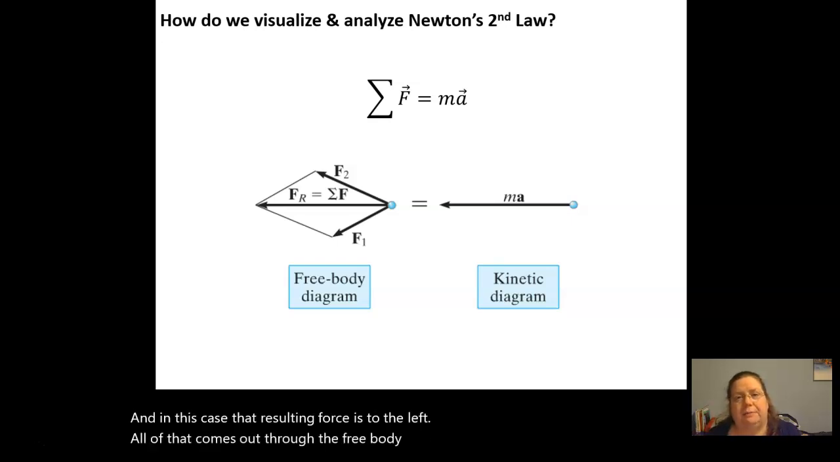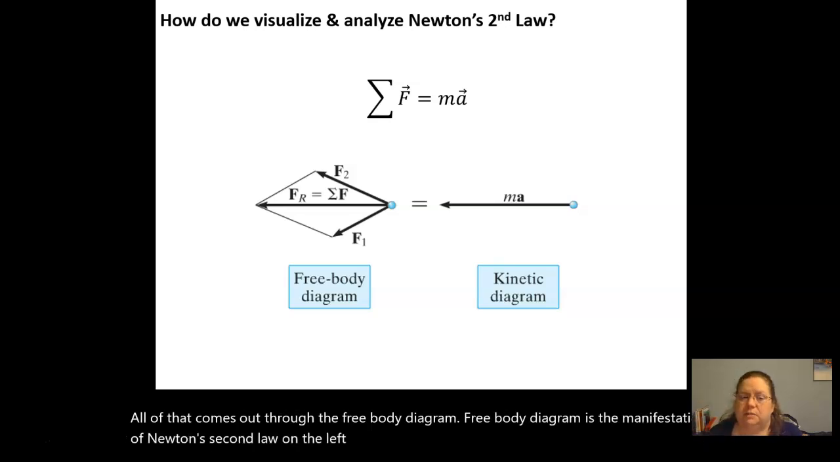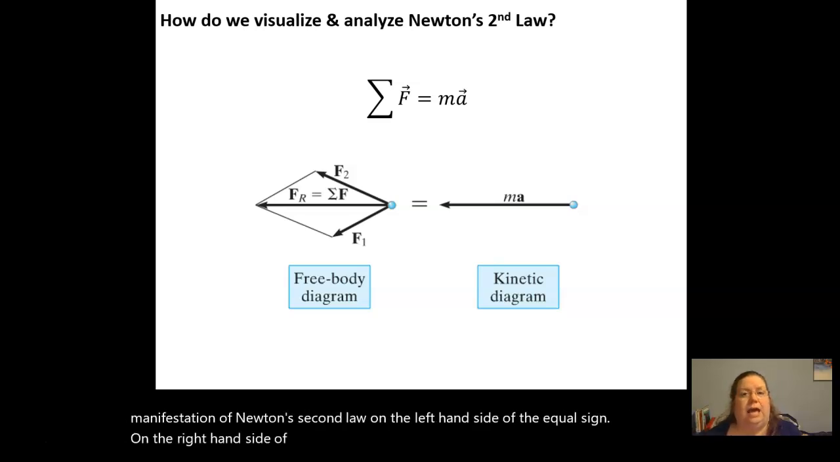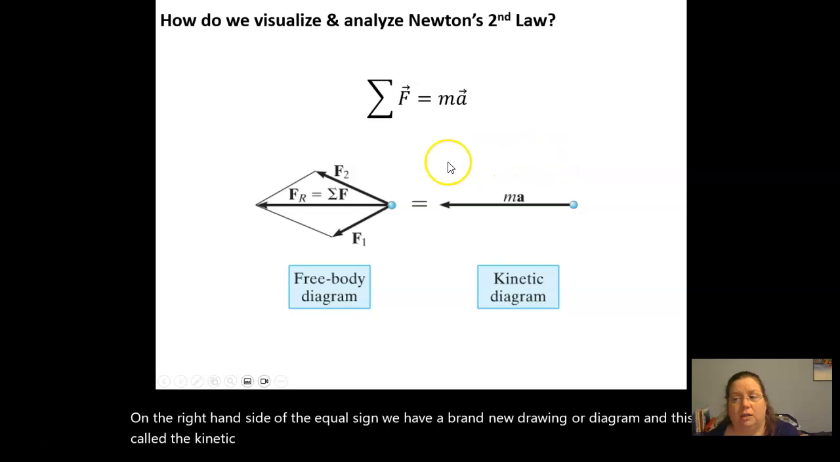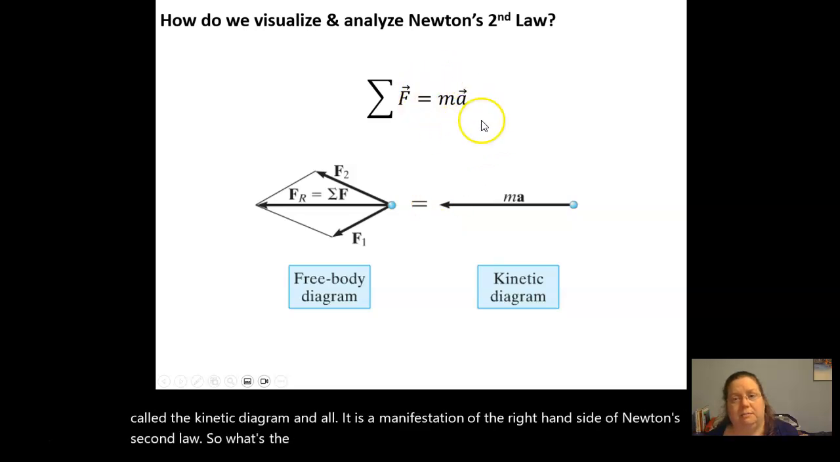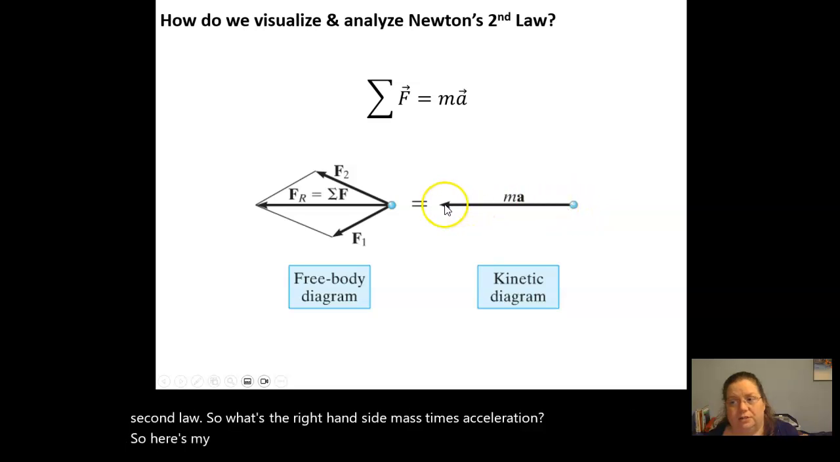The free body diagram is the manifestation of Newton's second law on the left-hand side of the equal sign. On the right-hand side of the equal sign, we have a brand new drawing or diagram, and this is called the kinetic diagram. And all it is, is a manifestation of the right-hand side of Newton's second law. So what's the right-hand side? Mass times acceleration. So here's my particle, and here's a vector, and the magnitude of that vector is going to be whatever the mass is times its acceleration.